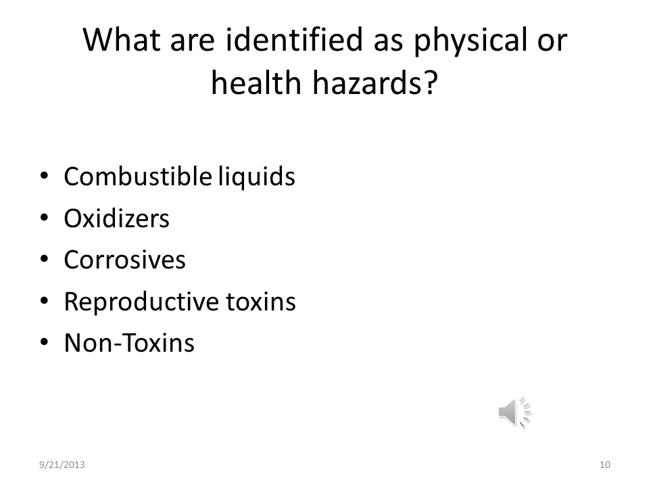So what does OSHA identify as physical or health hazards? Among these are combustible liquids, oxidizers, corrosives, reproductive toxins, and non-toxins.